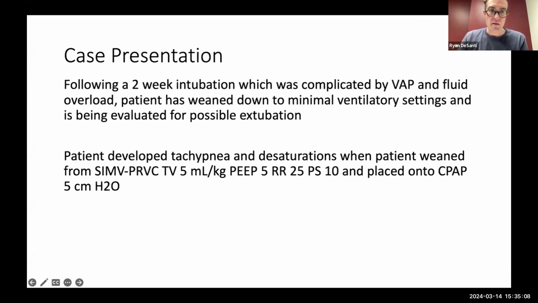So coming back to the case, the patient ended up being intubated for respiratory failure for 2 weeks, and this intubation was complicated by ventilator-associated pneumonia and fluid overload. The patient was weaned down on ventilator settings to minimal settings and is being evaluated for possible extubation. The patient developed tachypnea and desaturations when he was weaned from SIMV PRVC with a tidal volume of 5, PEEP of 5, and respiratory rate of 25, and pressure support of 10, and placed onto CPAP of 5 centimeters of water.